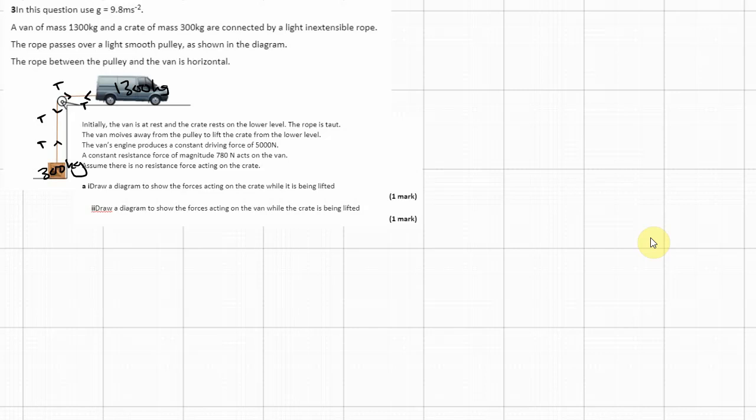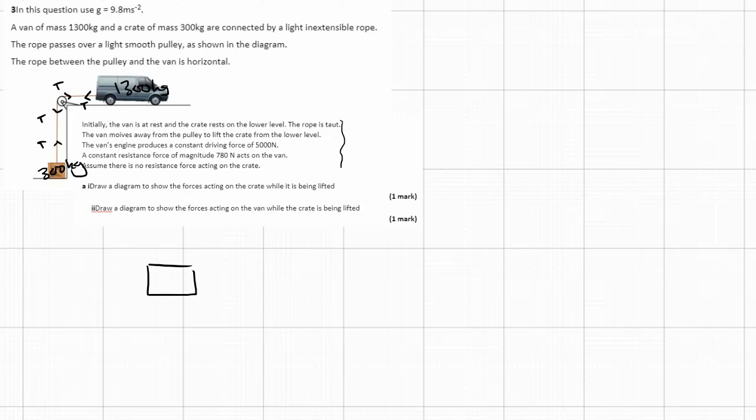This passes over a light smooth pulley. Well, also when I say inextensible rope, it means acceleration is the same for everything in the system. Light smooth pulley means we're going to have no frictional forces around the pulley, so we can just ignore everything to do with that. So first, maybe before you even look at the question, you want to read all this extra information, and get it on a better diagram than they've done.